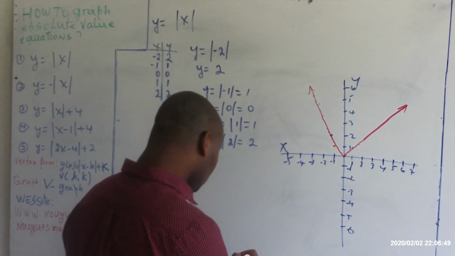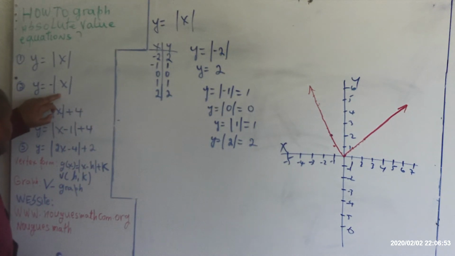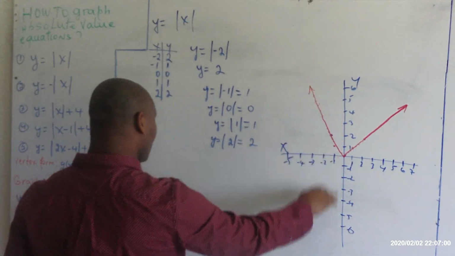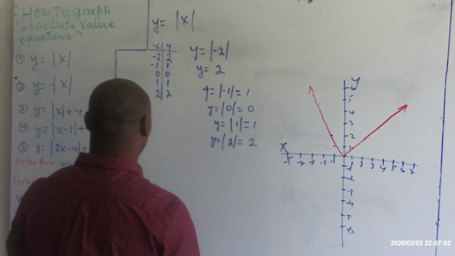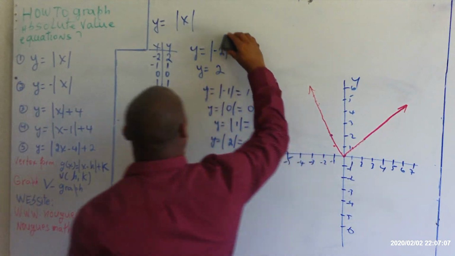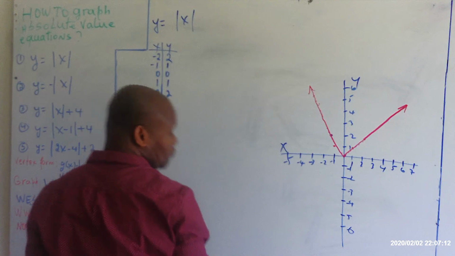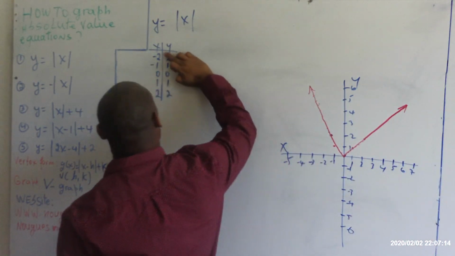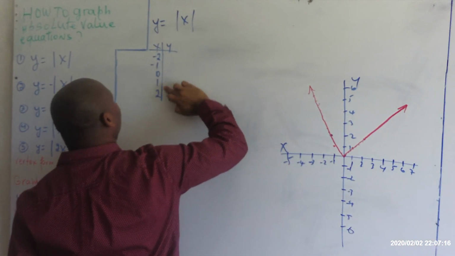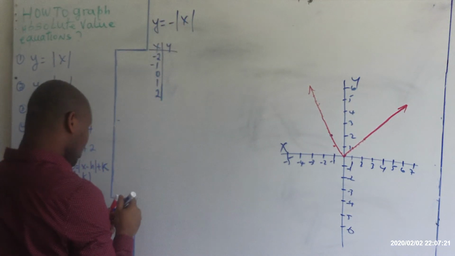Alright, now to graph this one, which is the negative absolute value, I'm going to show you in the same coordinate plane. So let me show you. I put the negative side.